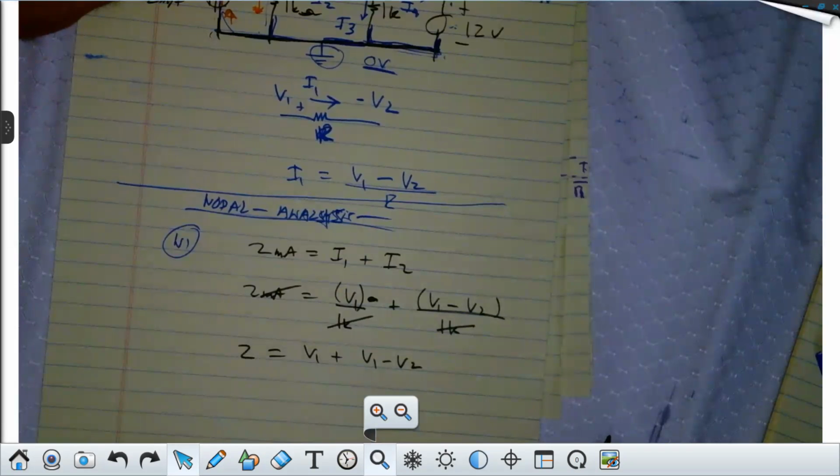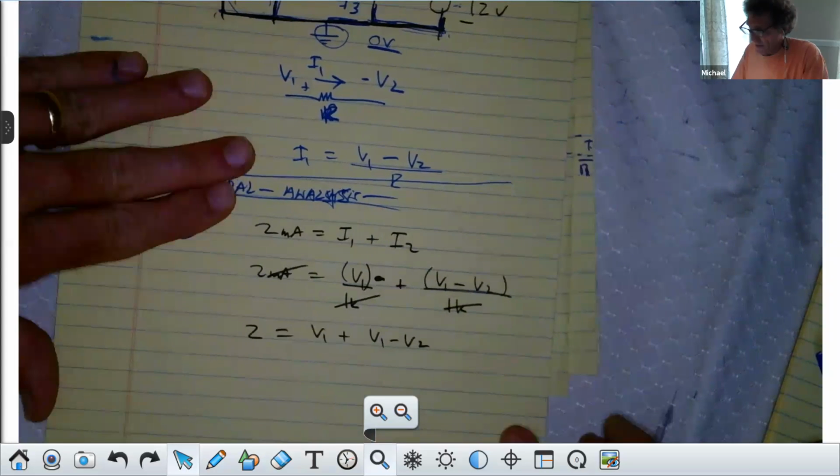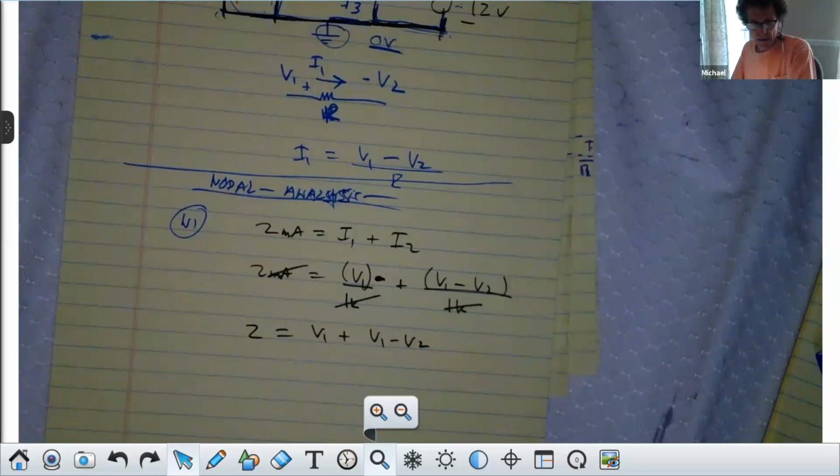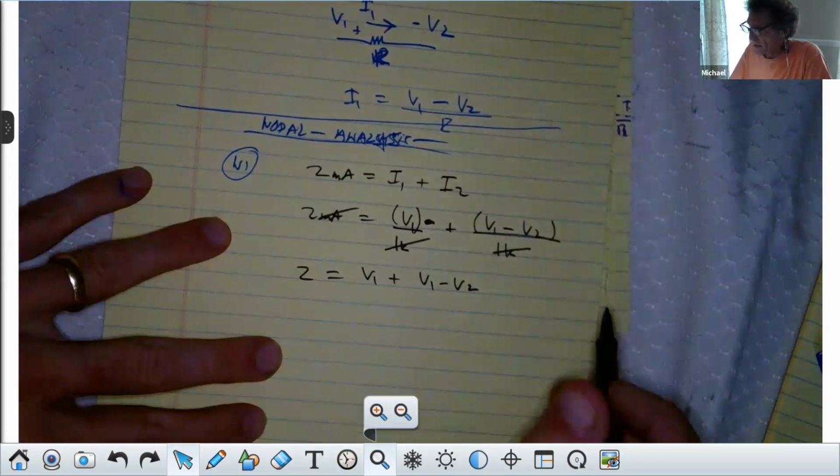Everybody got that? I mean, you're engineers, you're smart people. This should be obvious, but I have to make sure, mainly because of the technology. If I was in front of a board and had you guys, I could take one look and know if you got it or not.